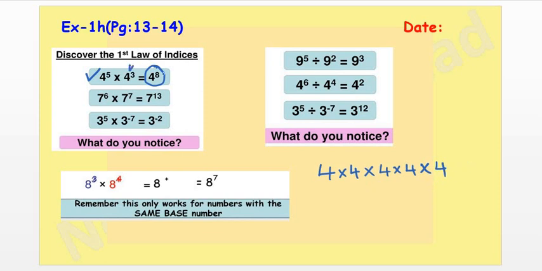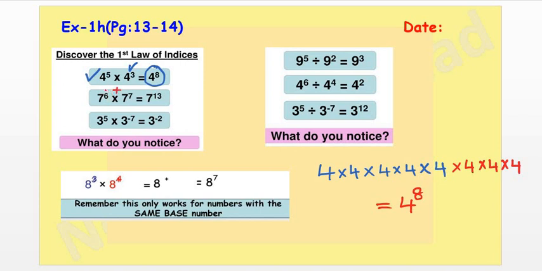Now the next one, 4 to the power 3. You can write it as 4 times 4 times 4. So in total, how many times is this 4 repeated in this multiplication expression? 4 is repeated 8 times. So there is no need to do all these steps. Only think, whenever you want to multiply numbers that have the same base, you can add their indices only.